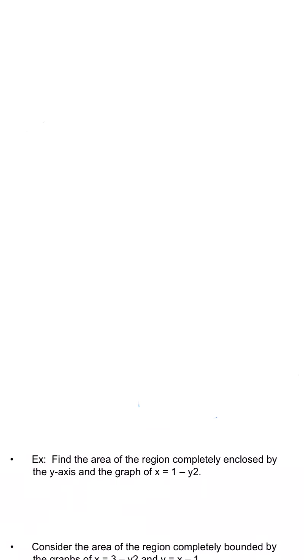All right, folks, so let's take this problem at the bottom of the screen. Find the area of the region completely enclosed by the y-axis and the graph of x equals 1 minus y squared. All right, folks, so let's try this example. Find the area of the region completely enclosed by the y-axis and the graph of x equals 1 minus y squared. All right, no problem.